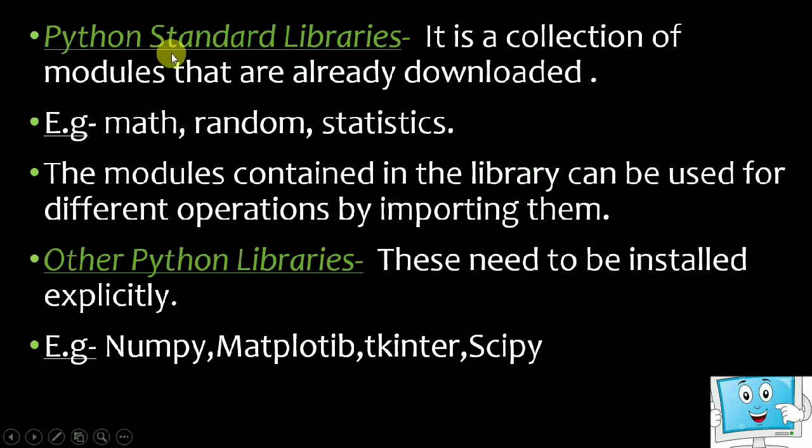So we can have different types of libraries in Python. One is the Python standard libraries, which have a collection of modules that are already downloaded. We only need to import them and they can be directly used for different operations. Examples of this are math, random and statistics. But there are also other Python libraries which need to be installed and downloaded, and configured to use them. For example, NumPy, Matplotlib, tkinter, SciPy. About these libraries we will learn further.